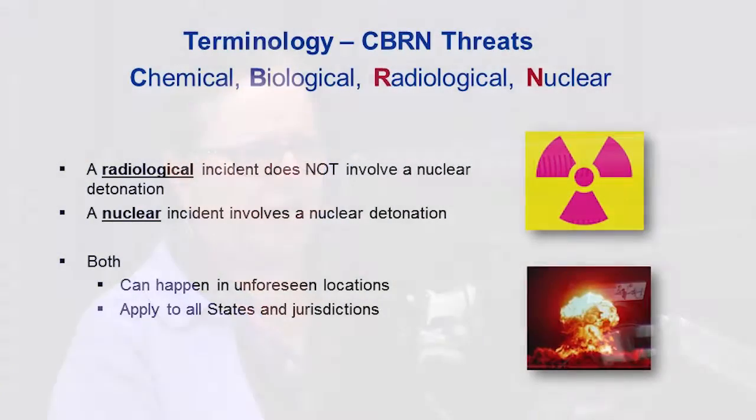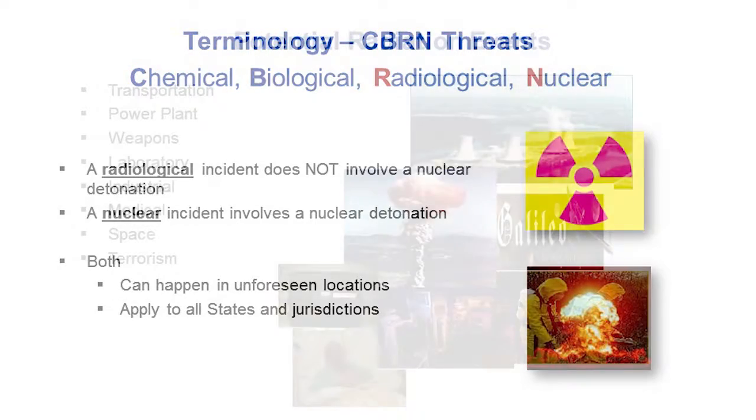I'm assuming many of you are familiar with the term CBRN, chemical, biological, radiological, and nuclear. Why do we have radiological and nuclear if they both involve radiation? Well, because they're different. They both involve radiation, but a radiological incident does not involve a nuclear detonation, whereas a nuclear incident involves a nuclear detonation. And I'll talk a little more about that in a minute. But the thing they have in common is that both of them can happen in unforeseen locations and will apply to all states and jurisdictions.